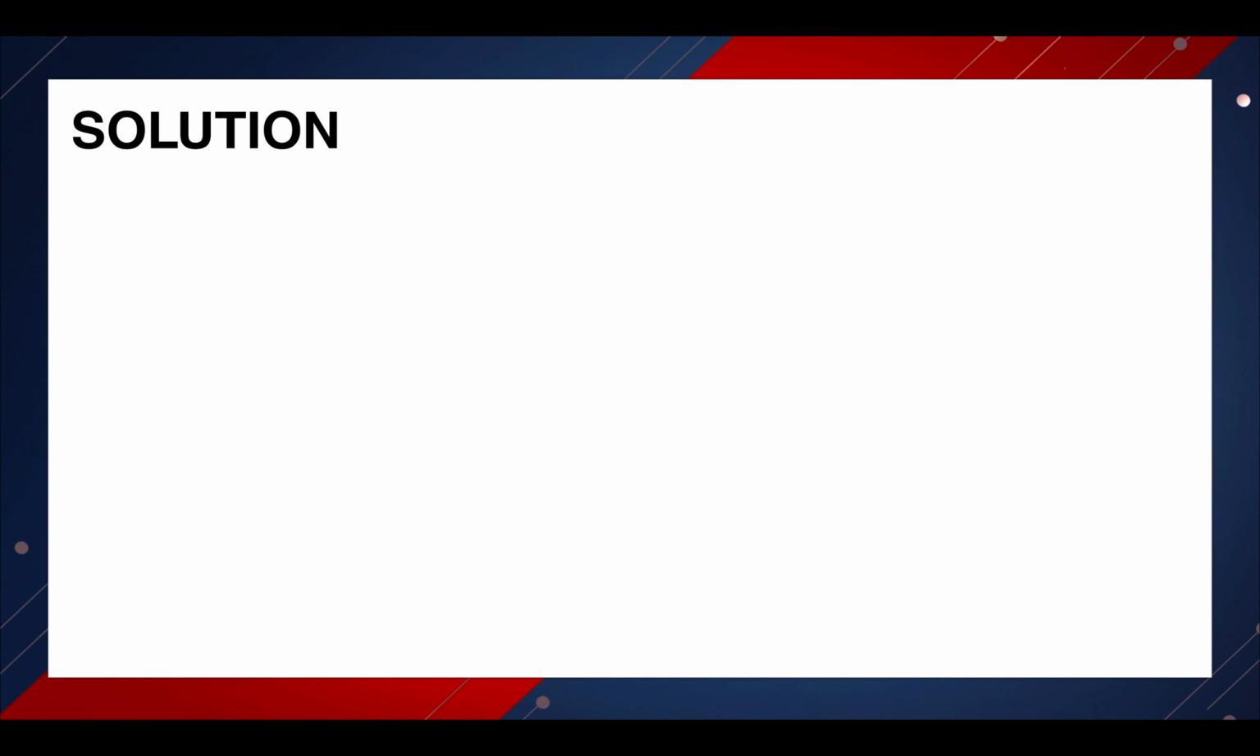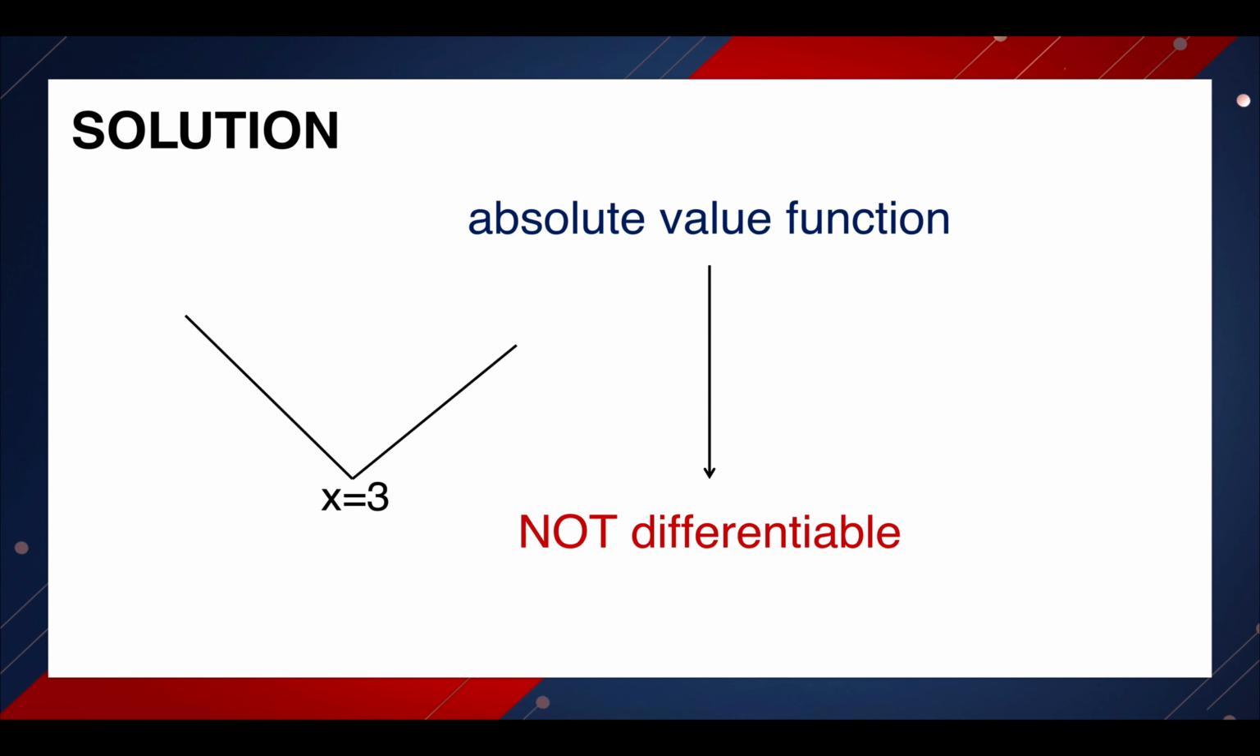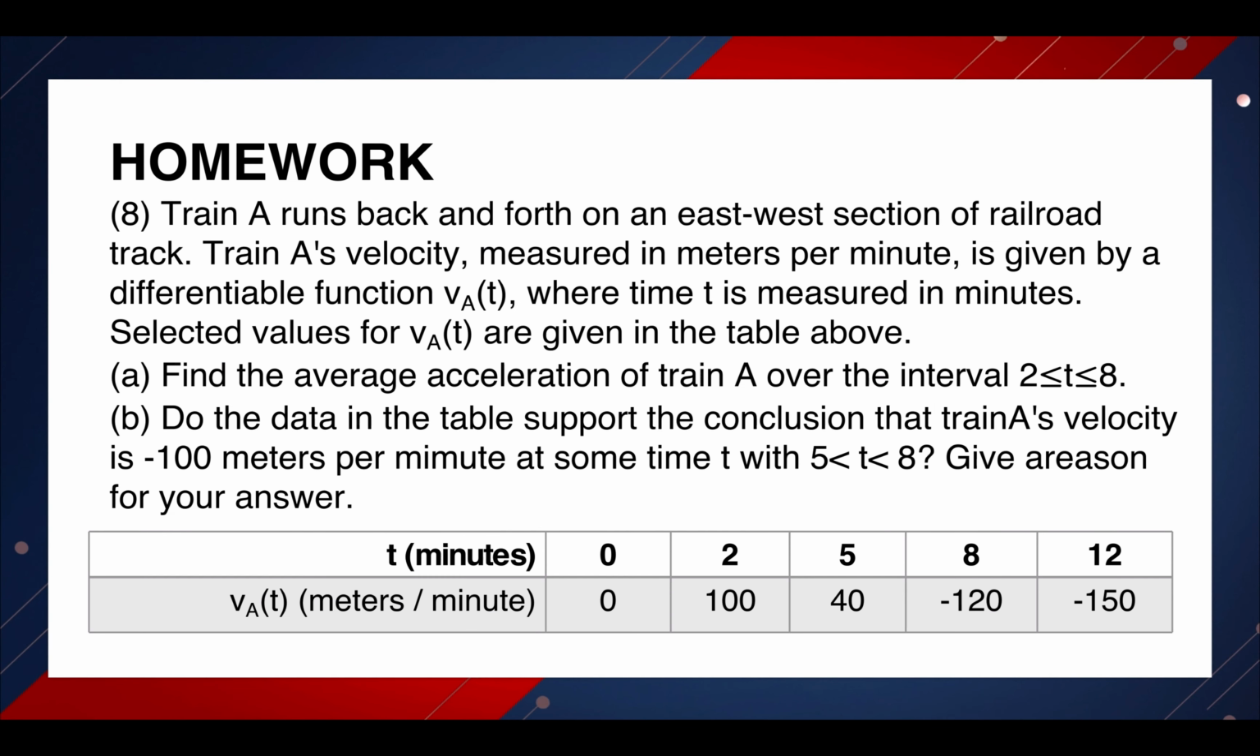The answer to this question is B, because the mean value theorem cannot be applied when the function is not differentiable. And for this absolute value function, the point is definitely not differentiable at x equals 3 because there is a sharp turn. And now moving on to the next slide, we will see homework question A there.